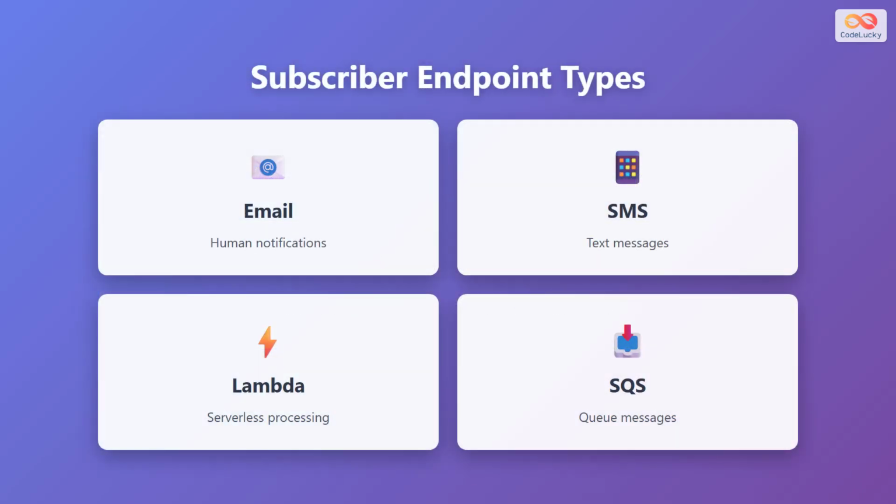SNS supports multiple types of subscriber endpoints, each designed for different use cases. Email endpoints are perfect for sending notifications to human recipients who need to be alerted about events. SMS endpoints deliver text messages directly to mobile phones, ideal for urgent alerts. Lambda endpoints enable serverless processing by automatically triggering Lambda functions when messages arrive. And SQS endpoints queue messages for reliable, asynchronous processing. Each endpoint type serves a specific purpose in your architecture, and you can use multiple endpoint types for the same topic.